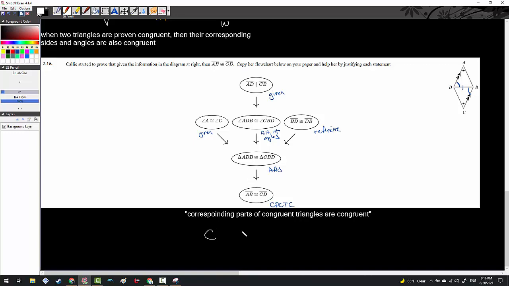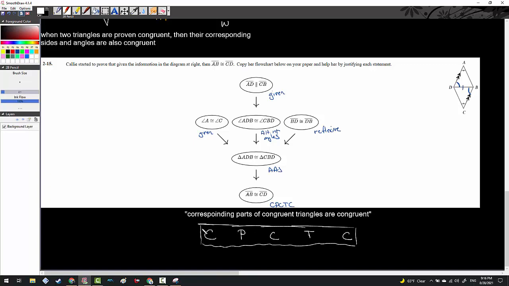So this is the C part, corresponding parts of, well, we'll skip that part, of congruent triangles are, again, we're going to skip that part. It's kind of a minor word, are congruent. So there you go, CPCTC. Corresponding parts of congruent triangles are congruent.